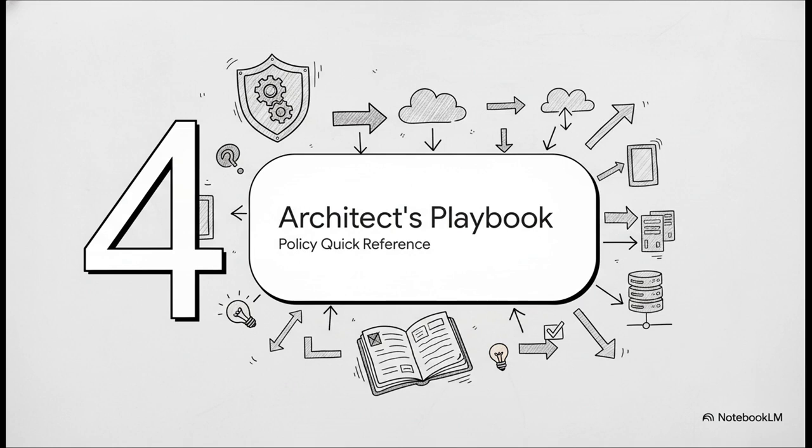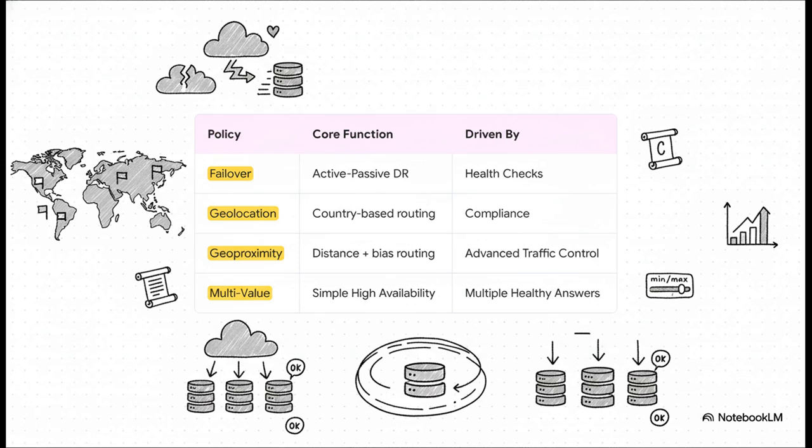Okay, we have thrown a lot at you, so let's pull it all together. Let's boil it down into a super simple playbook you can use for your next architecture design or, to absolutely nail your next technical interview. This table is basically your cheat sheet, so think of it like this. For active-passive disaster recovery driven by health checks, you use failover. For compliance-driven, country-based routing, you use geolocation. For that advanced traffic control using distance and bias, that's geoproximity. And for simple, high availability with multiple healthy answers, you reach for multi-value.